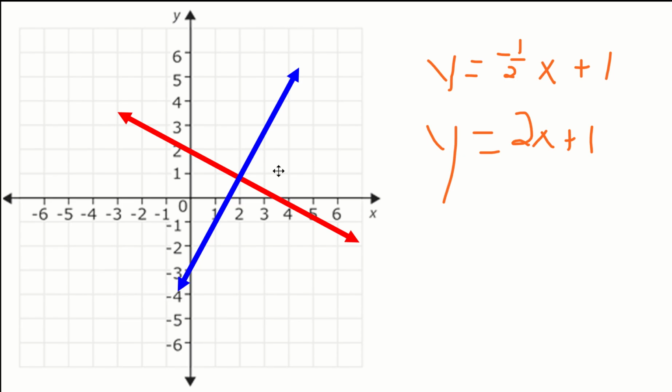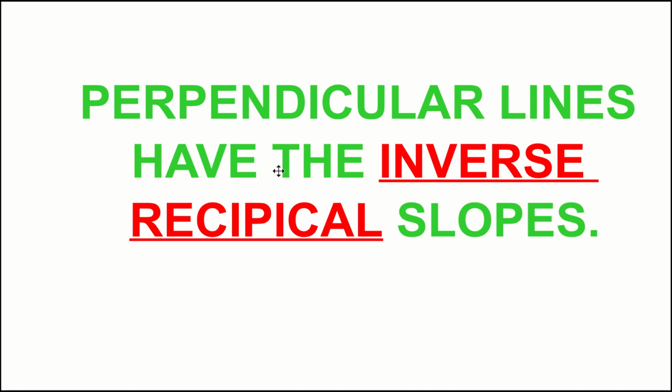Positive 2? For perpendicular lines, the slopes are inverse reciprocals. All an inverse reciprocal means is you flip it and change the sign. So the one had a slope of 2. If we pretend 2 is 2 over 1, and I flip it and change the sign, the perpendicular line has a slope of negative 1/2.